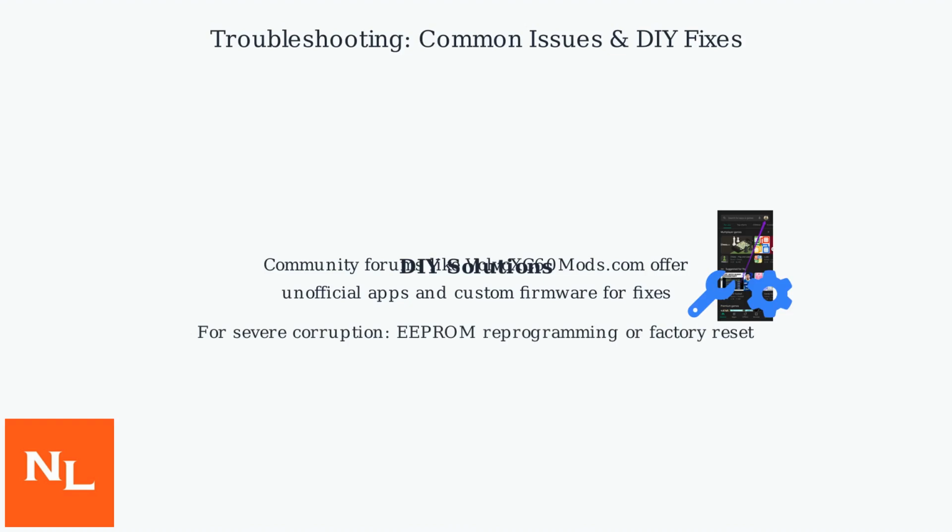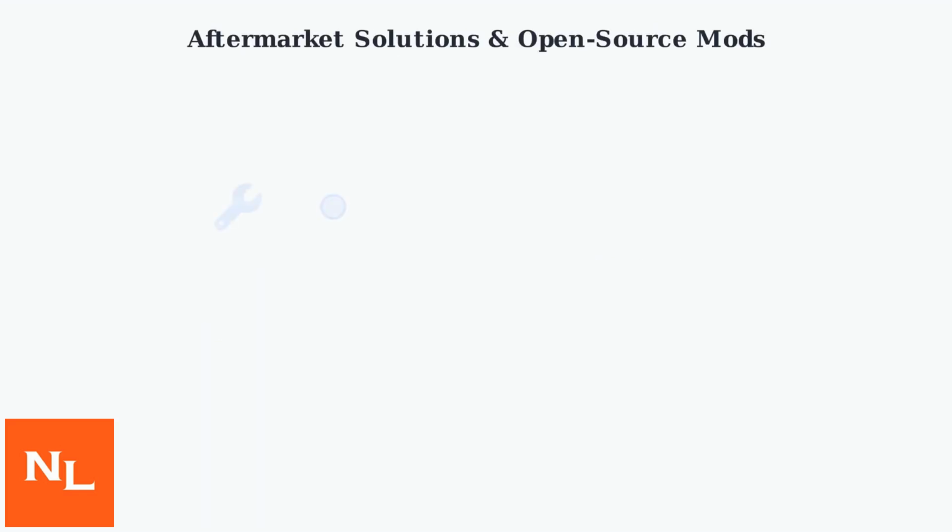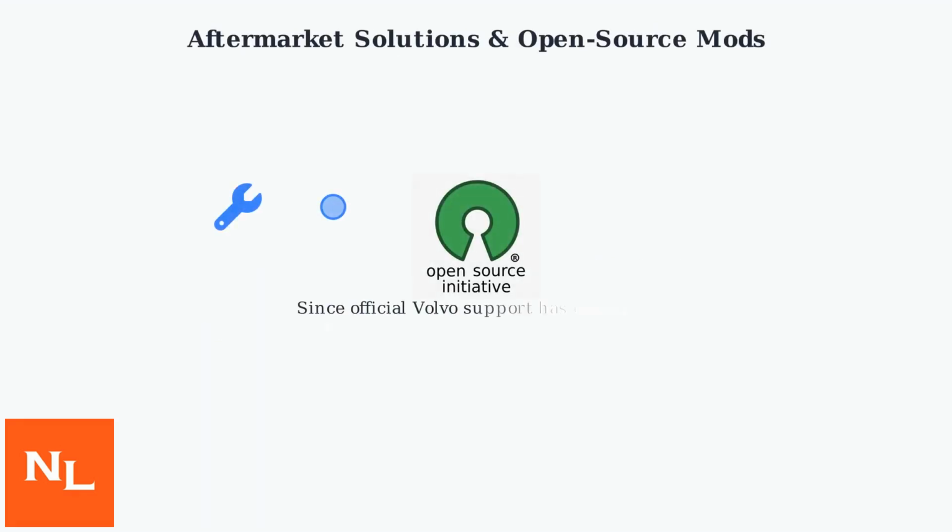For severe cases involving corrupted central electronic modules, advanced fixes like EEPROM reprogramming or factory resets may be necessary using specialized tools. Since official support from Volvo has ceased for the XC60 I, open-source communities have stepped in to fill the gap. These communities, like those on volvoxc60mods.com, have developed unofficial apps that enable language changes through Bluetooth-connected devices, bypassing the need for expensive dealership visits.